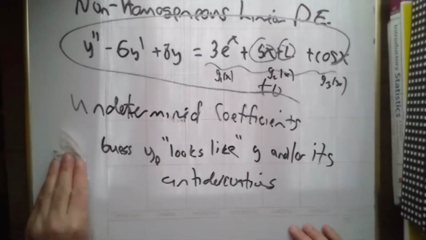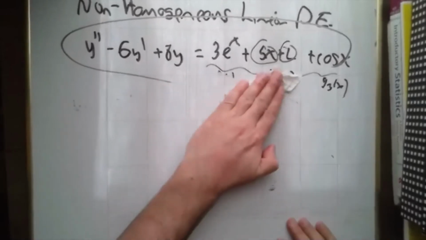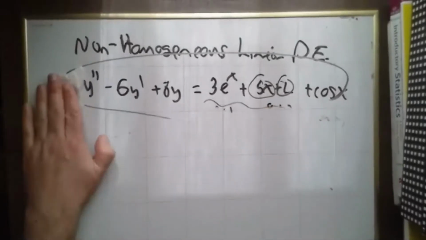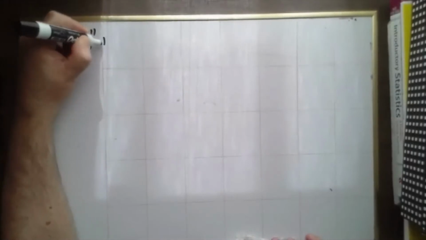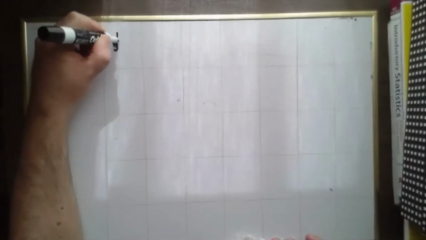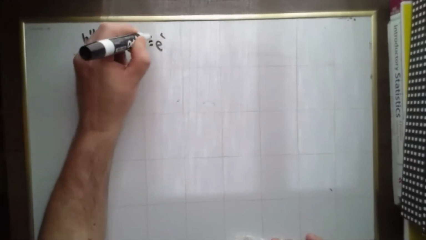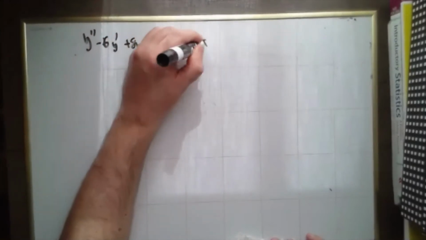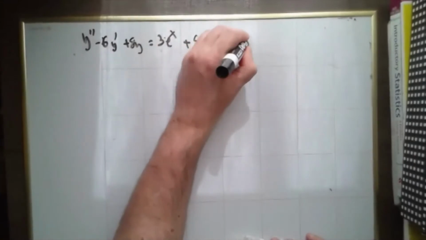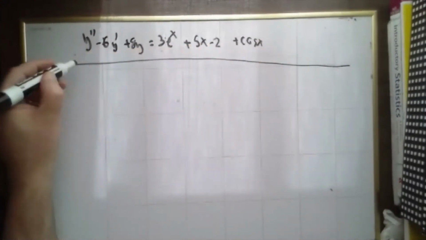Okay, so let's do a concrete example. We'll go through and do this entire thing, but I'm going to do it one piece at a time. So let me write that guy up here at the top. What did I have? I don't remember. 3e to the x plus, I think it was 5x minus 2 plus cosine of x. So I'm going to deal with this one step at a time.